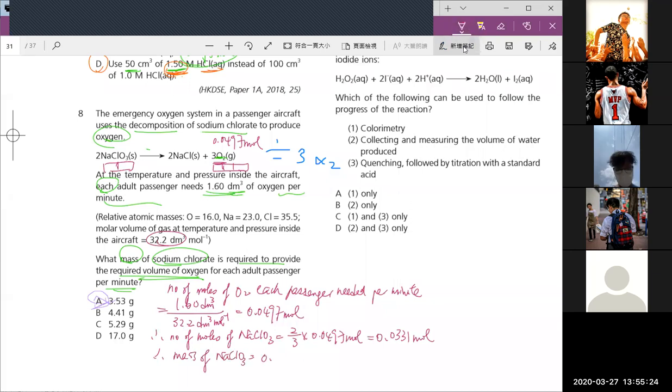So it is simply the number of moles times its molar mass. The molar mass of NaClO3, a very large number, is 106.5 gram per mole. So you may get the answer, which is 3.53 gram. Okay, the answer is A. Something about mole.